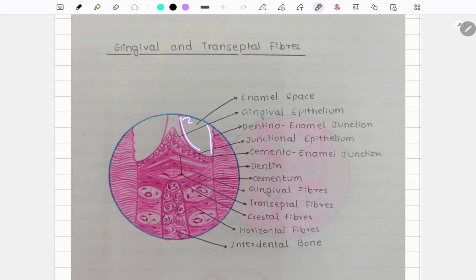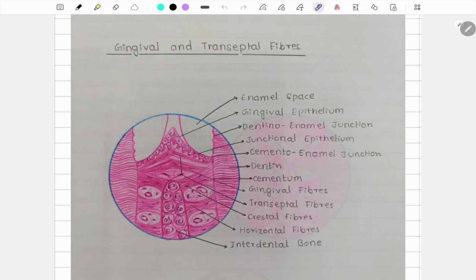So this will be the enamel of the first tooth and this will be the enamel of the second tooth. There will be gingival epithelium between the two teeth, and this is the dentine enamel junction, as this is dentine and this is enamel. Then there is cemental enamel junction also over here and here. Then this is dentine, this is cementum, this line is cementum.